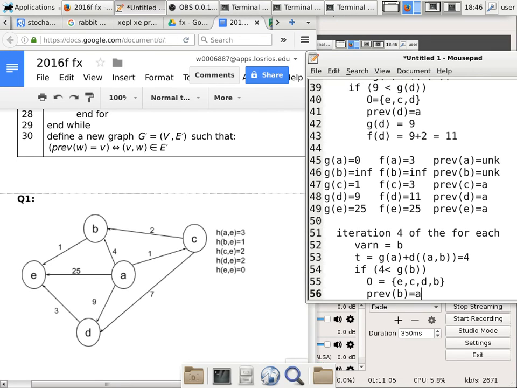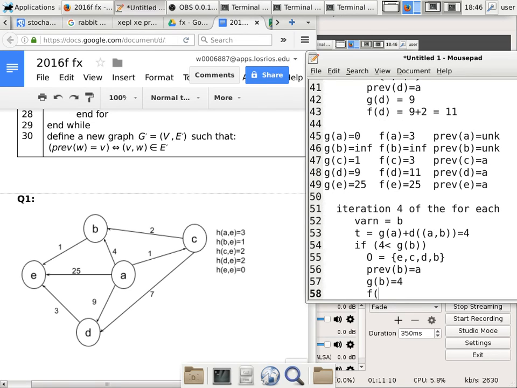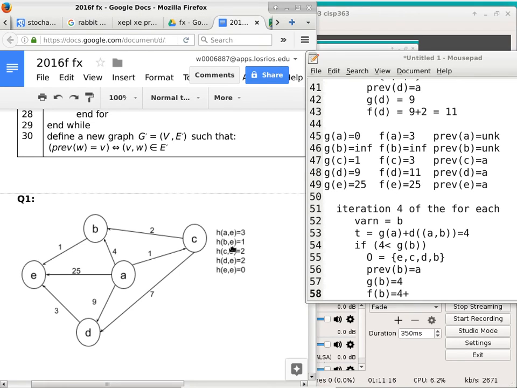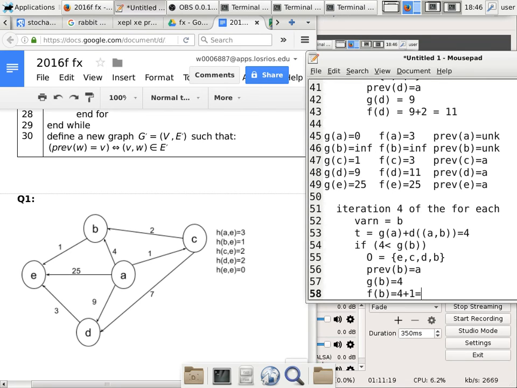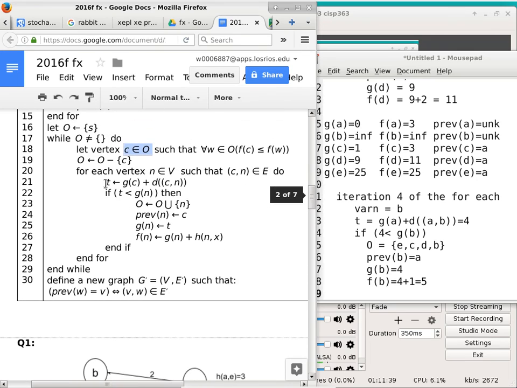Previous of B is A. G of B is 4. And then F of B is 4 plus the heuristic of BE. According to this, it is 1. So it's 4 plus 1, which is 5. And that concludes the first while iteration, because this is concluding the last iteration of the for each loop, but it's also, as a result, concluding the first iteration of the while loop. Is that okay? Because the while loop has the for loop as the last operation, and we are done with the for loop at this point. Is that okay? All right.